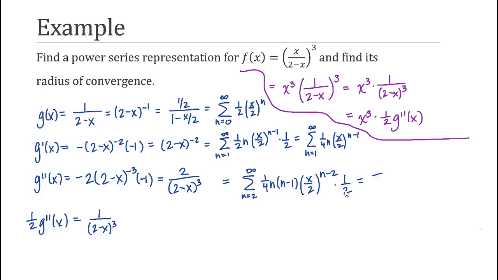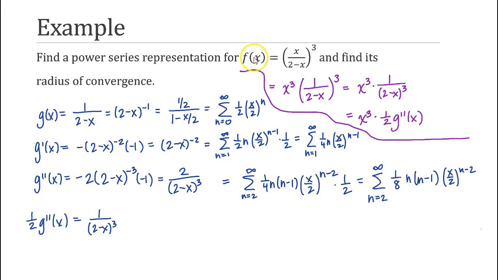So we're looking at the sum of n equals 2 to infinity of 1/8 n times n minus 1 times x over 2 to the n minus 2. So that is g double prime of x, right? That is g double prime of x.